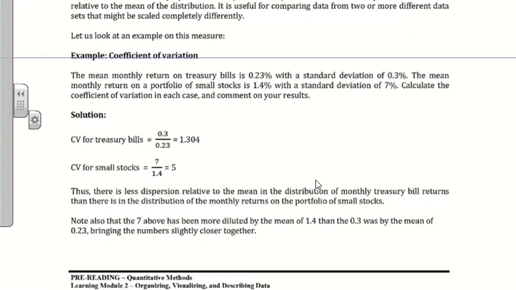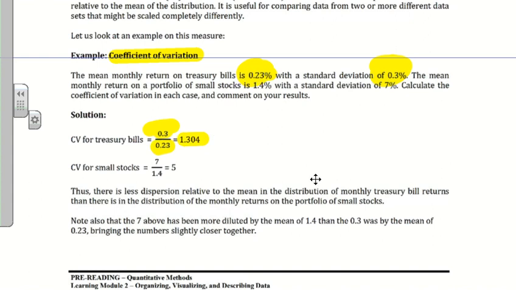Let's have a look at an example over here. Coefficient of variation. I've got the returns for a treasury bill, 0.23. Remember, a treasury bill is not so risky. There's the 0.3. So let's calculate its coefficient of variation. 0.3 is its return. Okay, sorry, my apologies. Let me just clean that up a bit. 0.3 is a standard deviation. That's its level of risk over its return of 0.3.